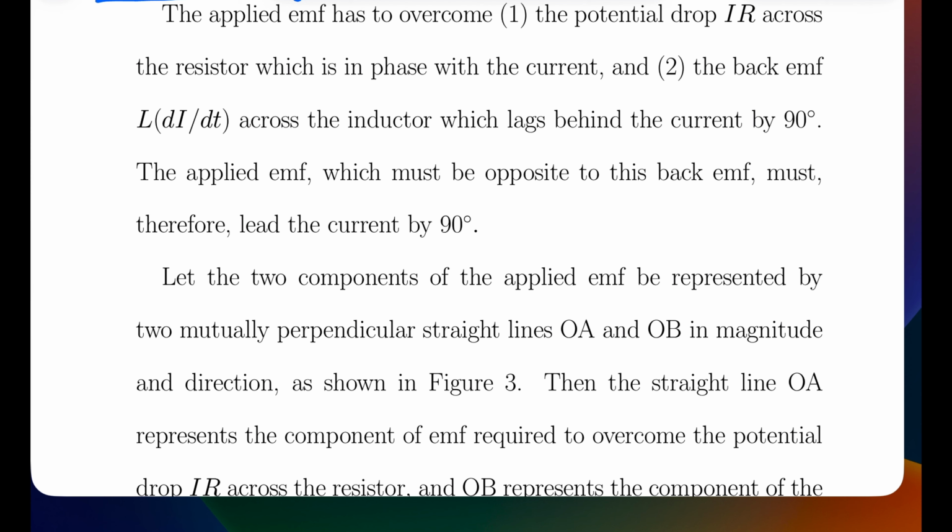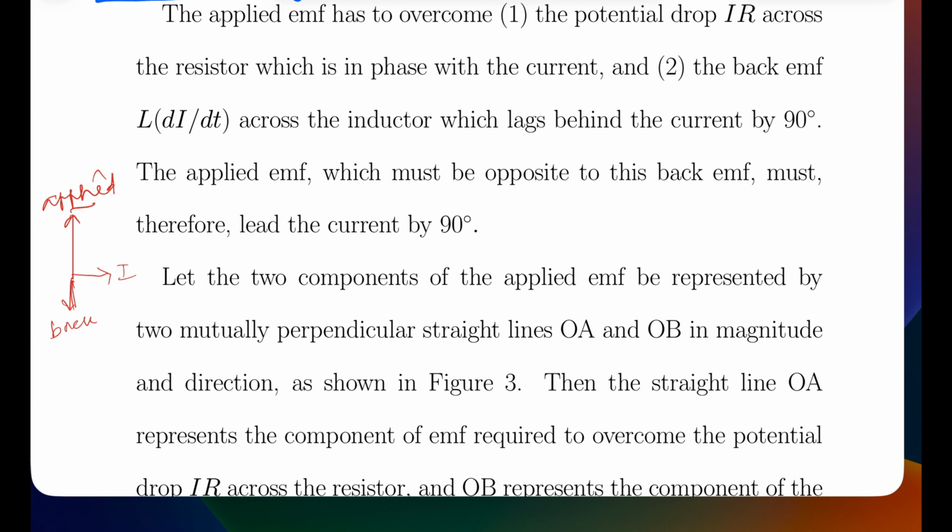करंट से बैक ईएमएफ 90 डिग्री पीछे है. हम चाहते हैं कि करंट फ्लो करे, तो क्या करना होगा? इधर हमारा करंट है, इधर हमारा बैक ईएमएफ है. ठीक है, हम चाहते हैं इसके थ्रू करंट फ्लो करे, तो जो अप्लाइड ईएमएफ होगा, this must be opposite to this back EMF. ठीक है, ये इधर होना चाहिए अप्लाइड, है कि नहीं? So the applied EMF must be ahead of the current by 90 डिग्री.